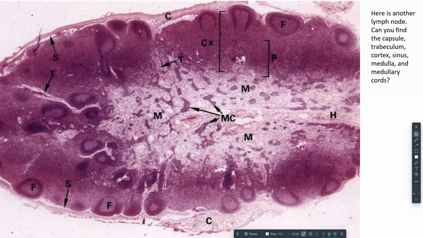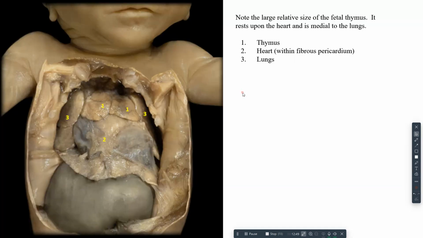All right, I got another lymph node here with a lot of things labeled. Can you find the capsule again? Figure out there's a label for it. Find at least one trabeculum. Find the cortex, the medulla. Find some sinuses and some cords. Should be easy because everything here is labeled. All right. With that, we're done with the lymph node. This is going to be like the shortest lab video ever.